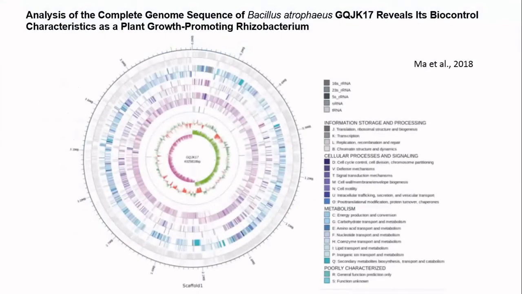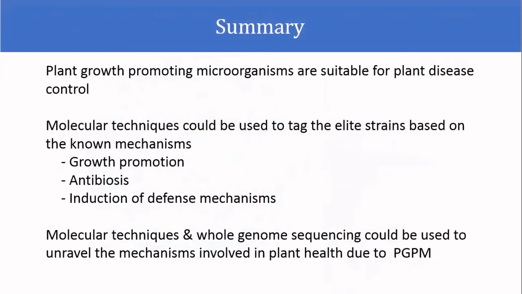And here, based on that, several microorganisms that have been identified as plant growth promoting microorganisms or as biocontrol strains have been sequenced, and a lot of mechanisms or genes have been unraveled from those sequencing. So with this, I summarize my presentation: plant growth promoting microorganisms could very well be used for plant disease control.